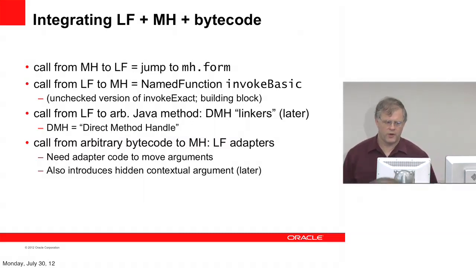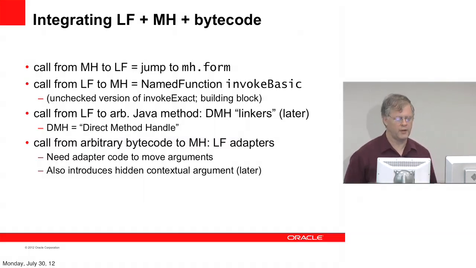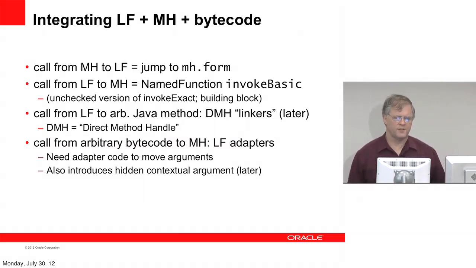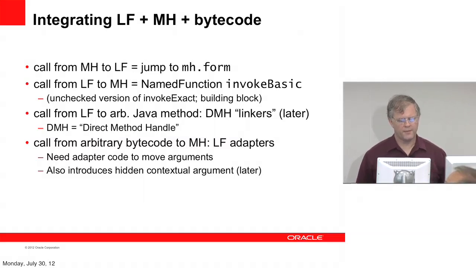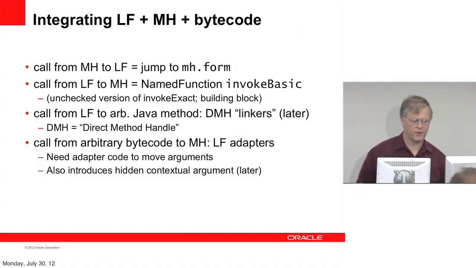How about calling an arbitrary method? Well, in a moment I'll show you the subprimitives for that, but a direct method handle is what you use, and it has inside of it a linker that knows how to spin an actual invokevirtual or whatever on a non-constant member reference. And then finally, there's the other way around. Instead of calling from a Lambda form to a Java method, you need to call from Java bytecodes to a method handle. And then we use some adapters in there at a strategic place, which I'll show you in a minute.